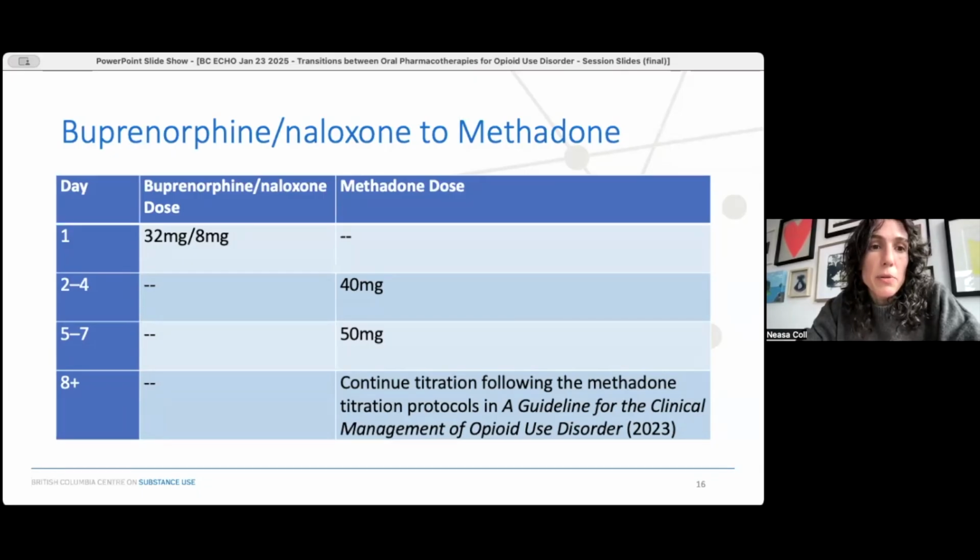So here's an example of buprenorphine naloxone transitioning to methadone. On day 1, your patient has taken their last buprenorphine naloxone dose. And then the next day, you initiate methadone at a starting dose of 40 milligrams with ongoing titration, a 10 milligram increase 3 days later. And then that titration can be continued per your patient's needs.